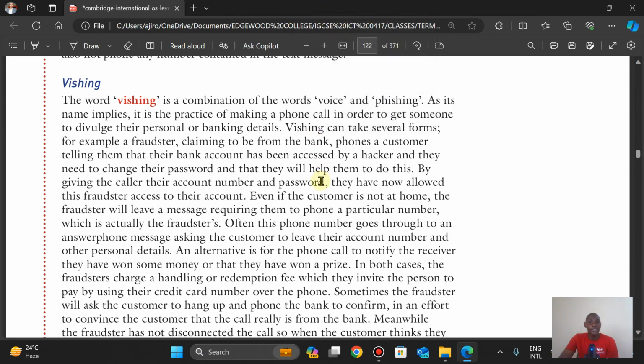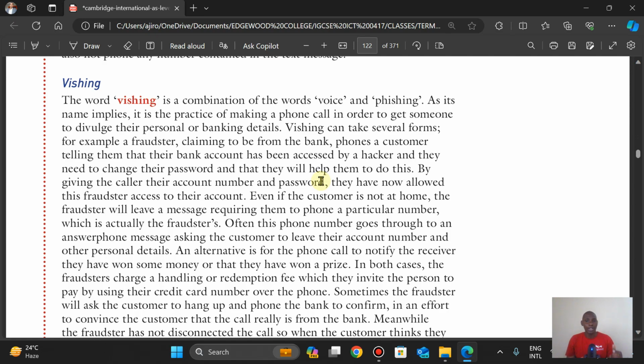Now, vishing is a combination of the words voice and phishing. Yes. Combination of the words voice and what? Phishing. As its name implies, it is the practice of making a phone call in order to get someone to divulge their personal or banking details. So you're making a phone call in order to get someone to divulge their personal banking details.